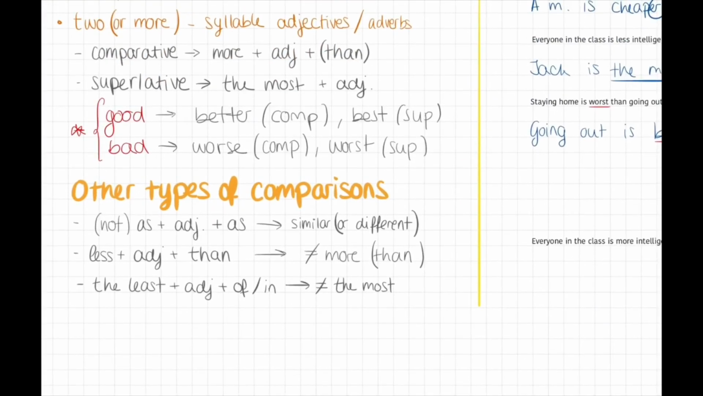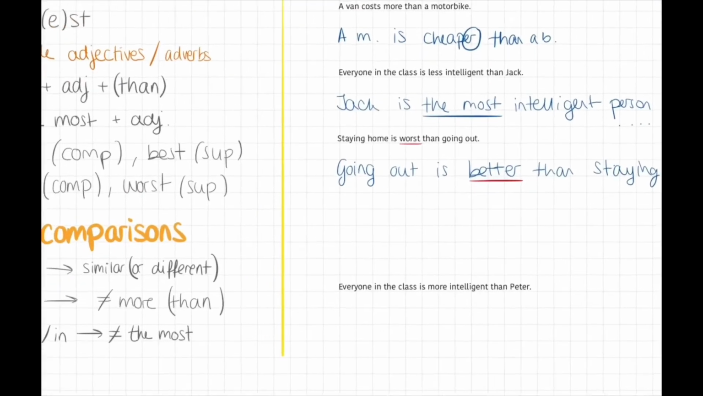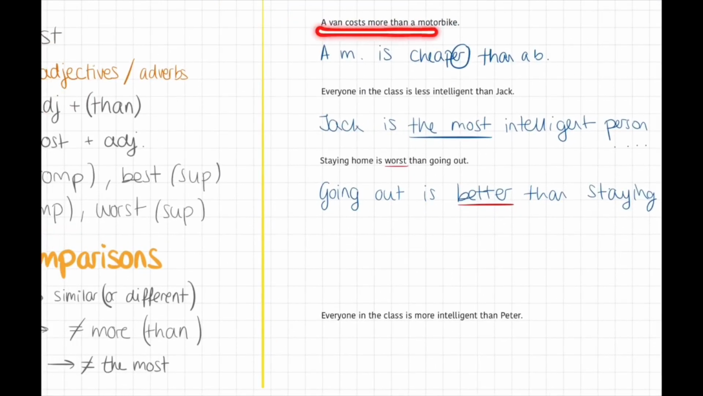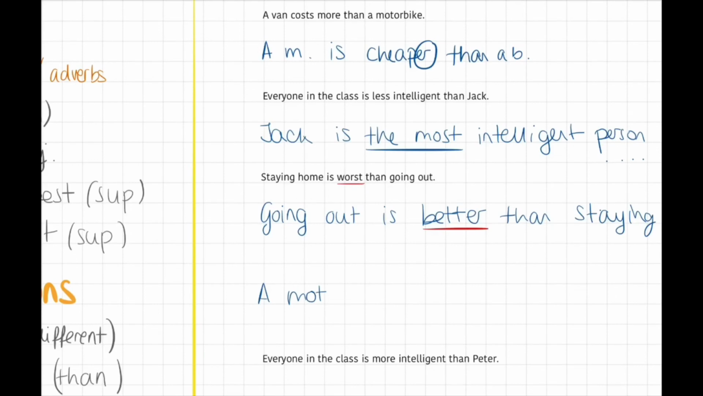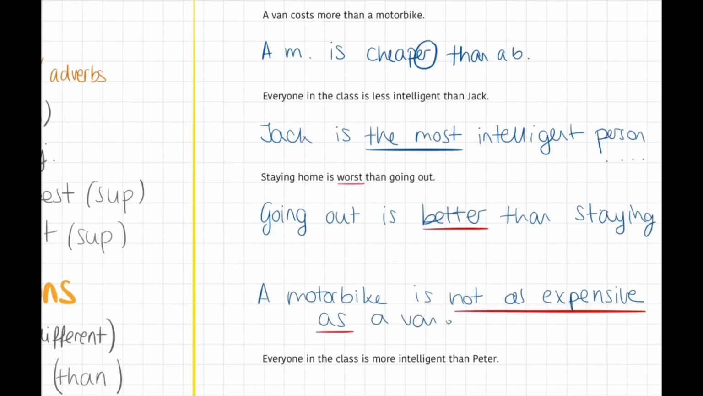There are other types of comparisons. In order to say that something is similar, we use as plus the adjective plus as again. And if we want to say that it's different, we use not as plus the adjective plus as. For example, if we went back to this example, a van costs more than a motorbike, another way of rephrasing it would be a motorbike is not as expensive as a van. So we are expressing the difference in the price.